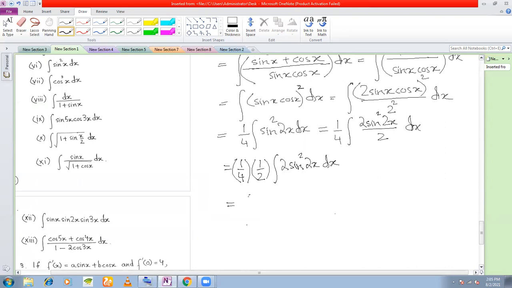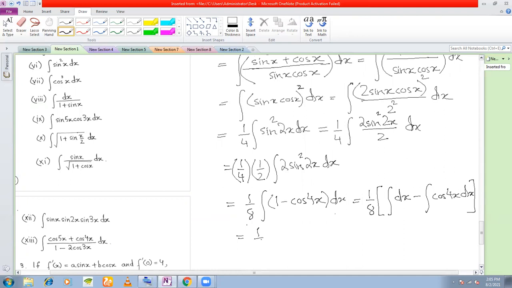Okay, so this becomes 1/8, and 2 sine square x can be written as 1 minus cos 4x dx from your multiple angle formula. So now 1/8, now you separate the integral, you get integral 1 dx or simply dx minus integral cos 4x dx. Okay, so you get here 1/8 of x minus integral cos 4x is sin 4x by 4 plus c, and that's your answer. Okay, any question?